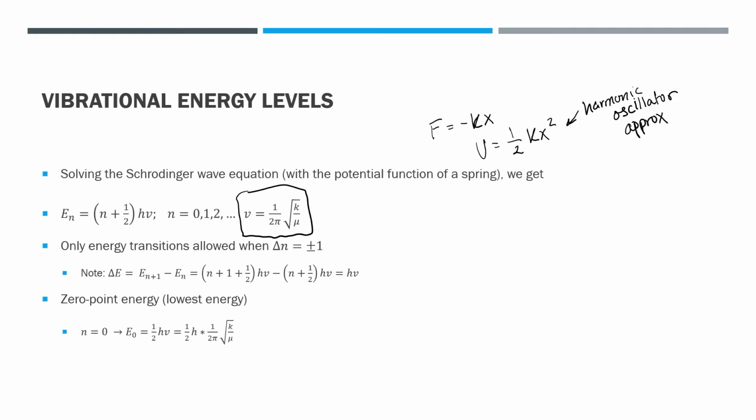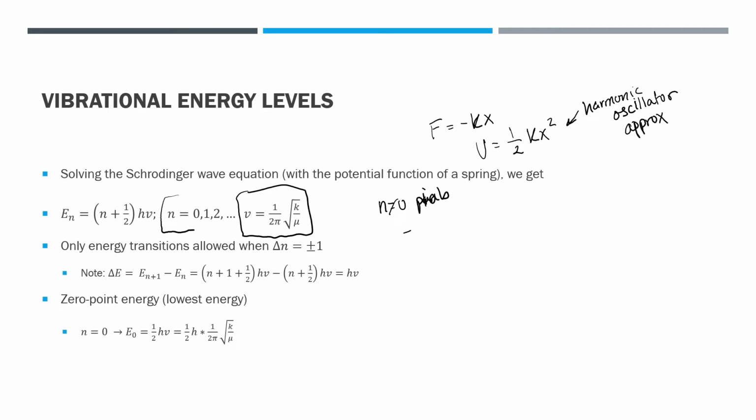And another thing to note is that n can equal 0, 1, 2, or any integer greater than or equal to 0. And this is really important, right? When we talked about particle in a box, we saw that n could not equal 0. But for vibrational energy levels, n can equal 0. So this is an important distinction and something to note.